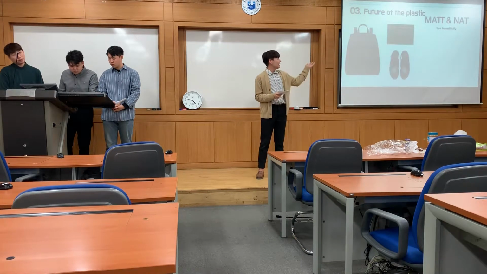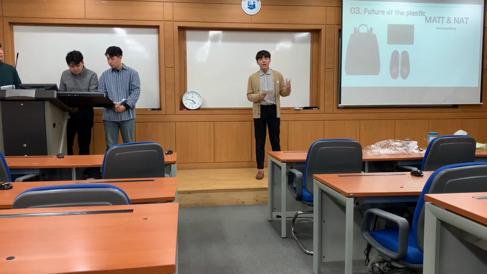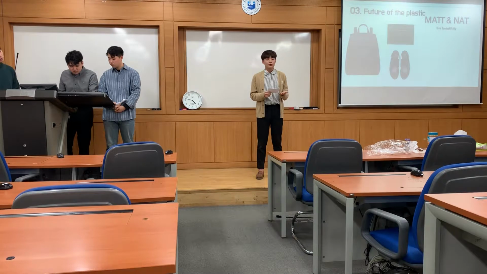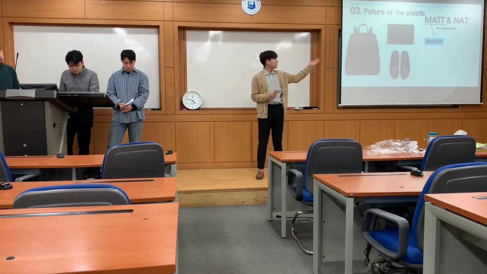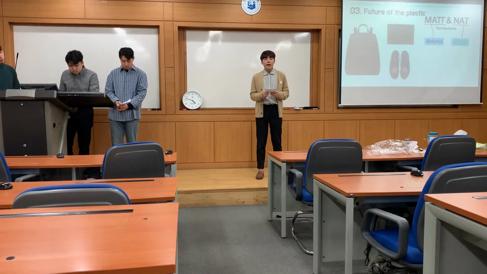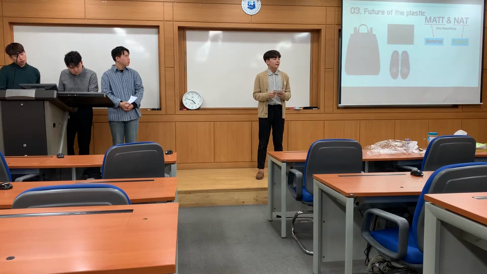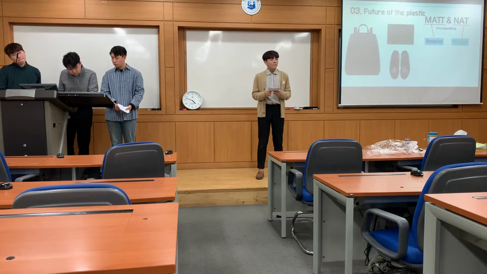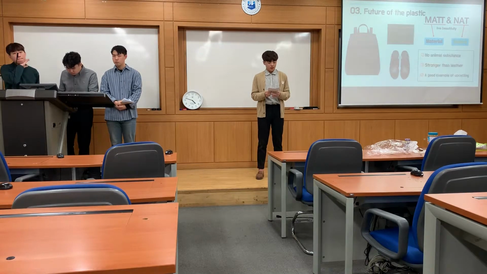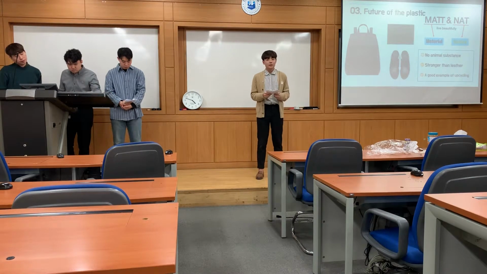Next, I will introduce Met and Net. Met and Net is a brand that makes clothes, bags, or shoes, but it has a special strategy. Met is the abbreviation of material, and Net is the abbreviation of nature. As the name suggests, this brand makes all of its products with reprocessed plastic. That means there's no animal substance in their products at all, and it is stronger than leather.